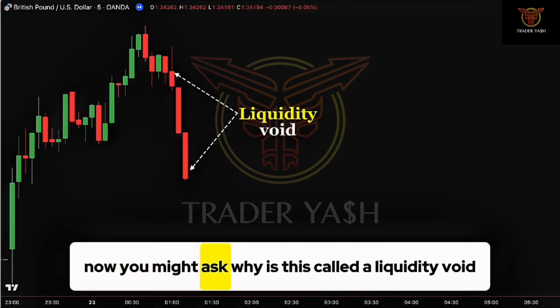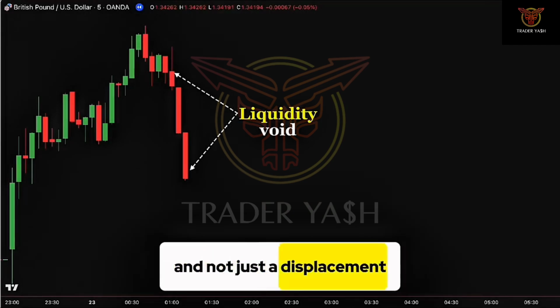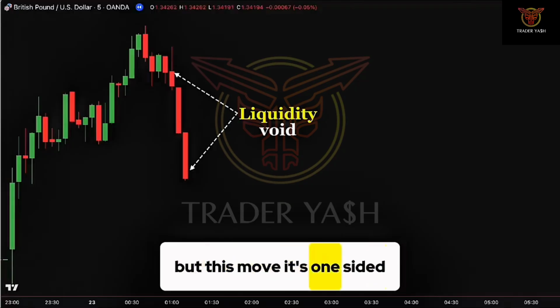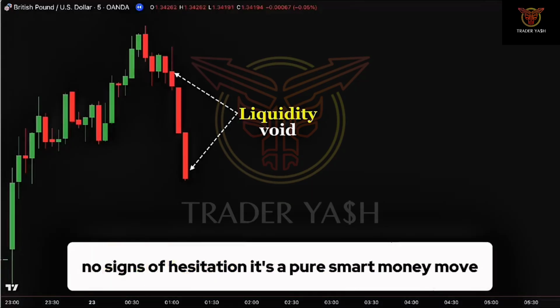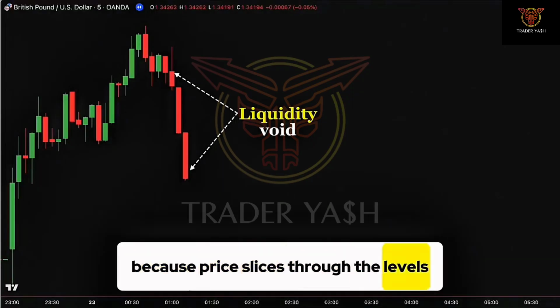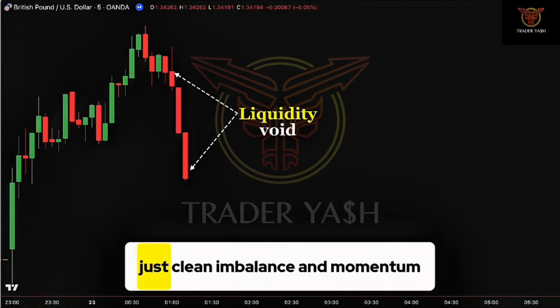Now, you might ask, why is this called a liquidity void and not just a displacement? Here's the difference. A displacement often involves resistance where buyers and sellers are still fighting. But this move, it's one-sided. There's no resistance at all, no signs of hesitation. It's a pure, smart money move. That's why we call it a liquidity void, because price slices through the levels like there's no one on the other side, just clean imbalance and momentum.